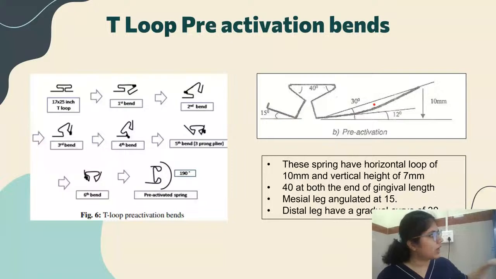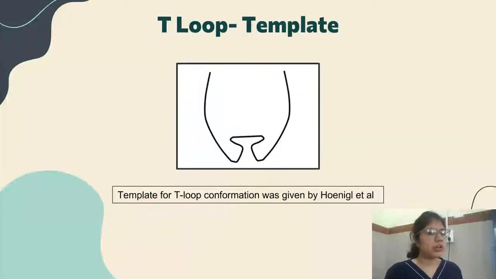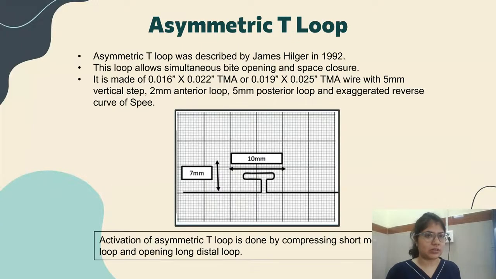So first pre-activation bend is 40° at the end of the gingival length. Then mesial length, the mesial alpha leg is angulated at an angle of 15°, and the distal leg has a gradual curve of 30°. First a 12° bend is given, and then it is gradually curved to 30°. So this is the template for T-loop conformation, which was given by Hoening et al.